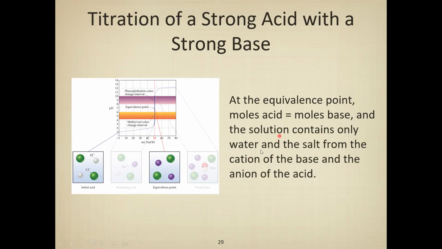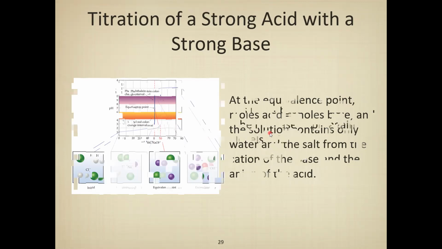Because at this point, we're just going to have the water as well as the salt that we formed. But with the strong acid, strong base, the ions of that salt, the cation and the anion, aren't going to change the pH at all. That's why it's going to be just directly at 7.